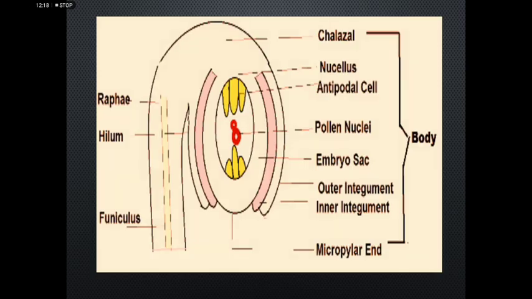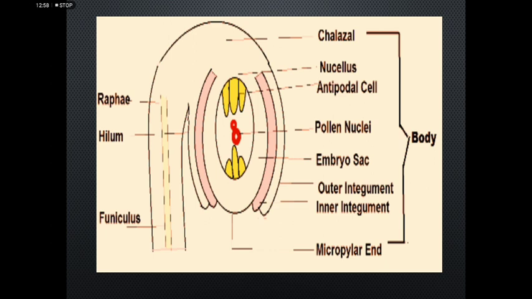Here is the structure of an ovule. In this structure you can see the funicle, that means the stalk of the ovule, then hilum, raphe, etc. The body of the ovule consists of two ends mainly, the chalazal end and the micropylar end. The micropylar end is open, through which the pollen tube enters into the embryo sac. And you can see in this picture the nucellus.